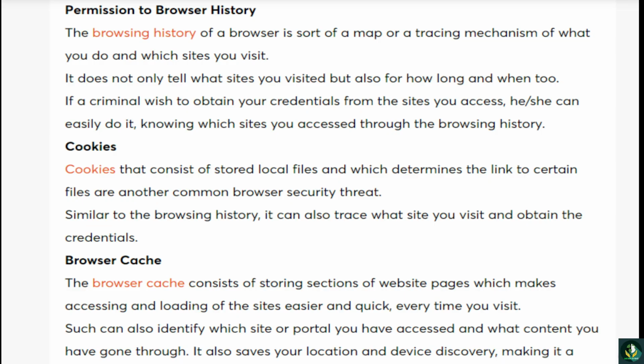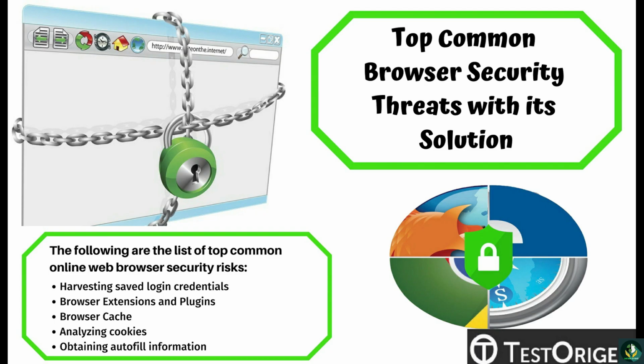Browser cache. The browser cache consists of starting sections of website pages, which makes accessing and loading sites easier and quicker. Every time you visit, a search can also identify which site or portal you have exited and what content you have gone through. It also saves your location and device discovery, making it one of the top common browser security threats, with its solution.